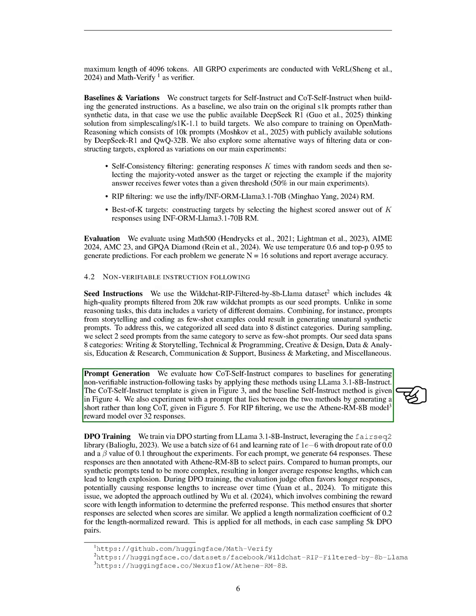In prompt generation, we compare CoT-Self-Instruct with baseline methods using the Llama 3.1 8b Instruct model. We present the CoT-Self-Instruct template and the baseline Self-Instruct method, along with a shorter CoT version for comparison. To filter synthetic prompts, we use the RIP method, which proved more effective than a reward model we tested. We generate 32 responses for each synthetic prompt and have Athene rate them, calculating the RIP score based on these ratings. We control the length of CoT prompts by using different templates.